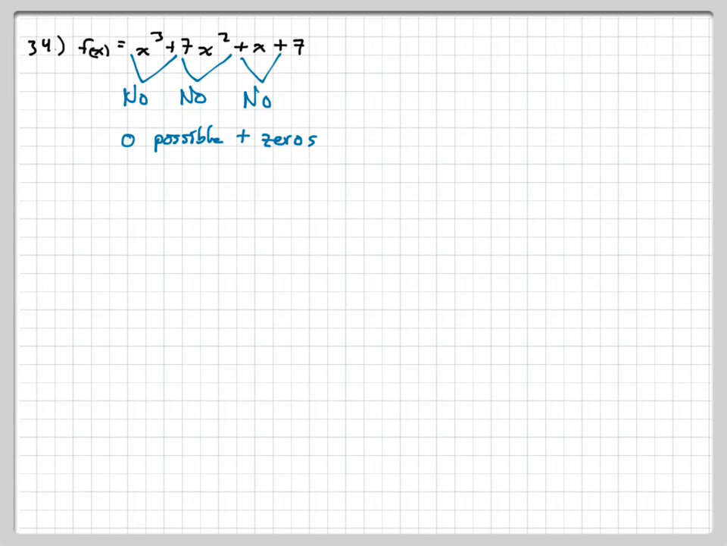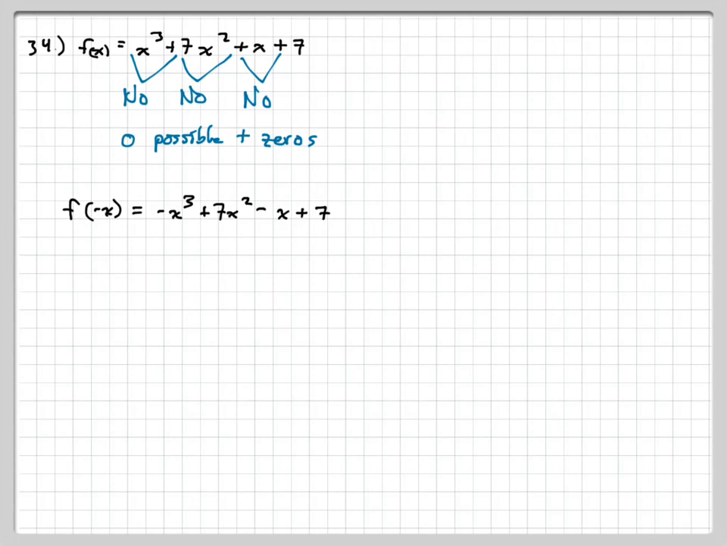Okay. The other part to Descartes' rule is finding the possible negative zeros. To find the possible negative zeros, we have to plug in negative x and see if the sign changes at all when we do that. Now I'm going to do most of this mentally. So we have negative x to the third, and then we have plus 7x squared. Because of the square, the negative doesn't matter.